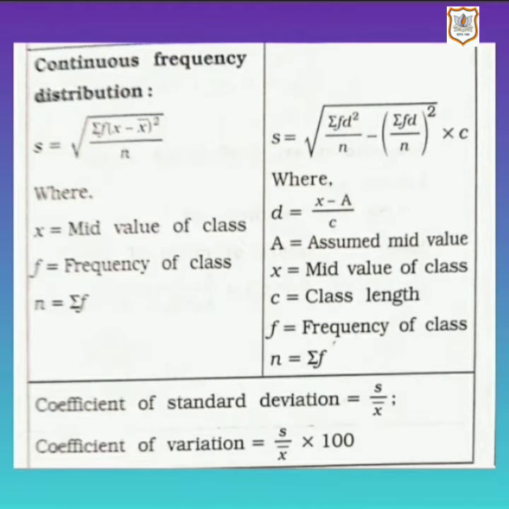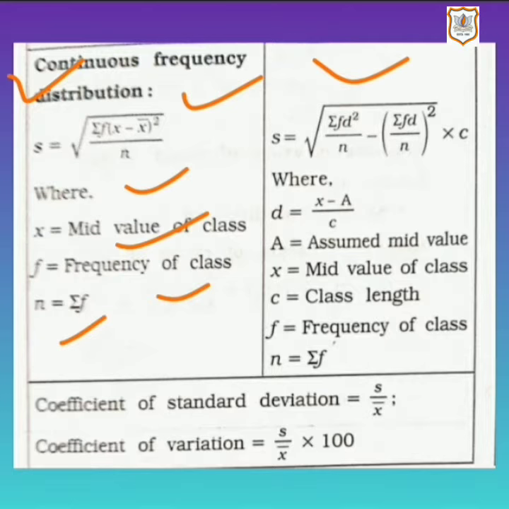Now, for the grouped data, we have continuous frequency distribution, and the formula for continuous frequency distribution is S equals root sigma f (x minus x bar) the whole square upon n, where x is mid value of the class, f is frequency of the class, n is sigma f or the sum of the frequency. So this was the direct method.